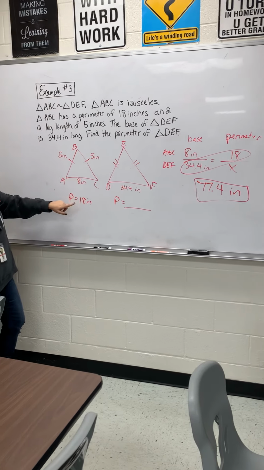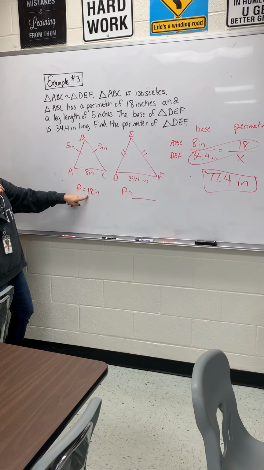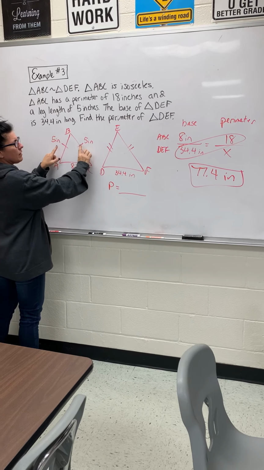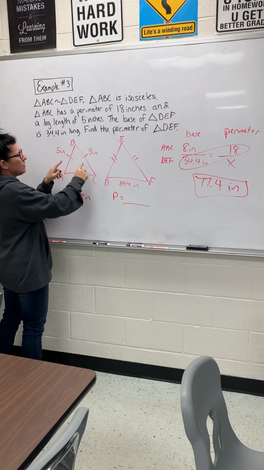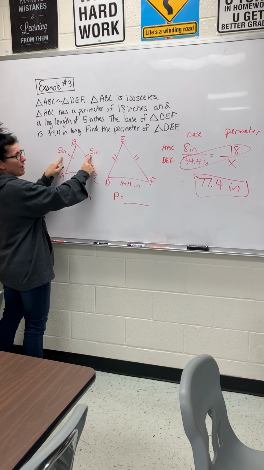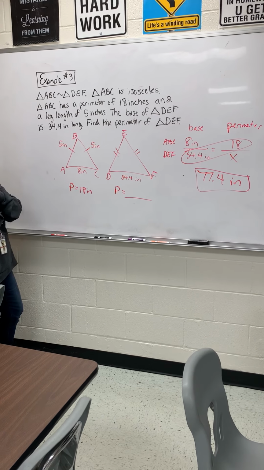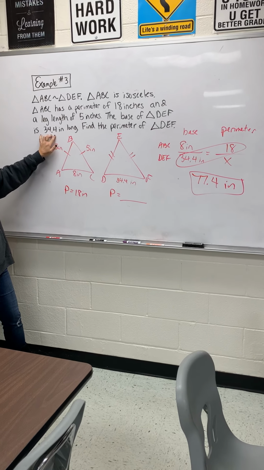ABC has a perimeter of 18 inches and a leg length of 5 inches. With an isosceles triangle, the legs are the sides that are congruent. This is the base. So because these are both 5, because they're congruent, because it's an isosceles, I mark both of those as 5. The base of DEF is 34.4 inches long.